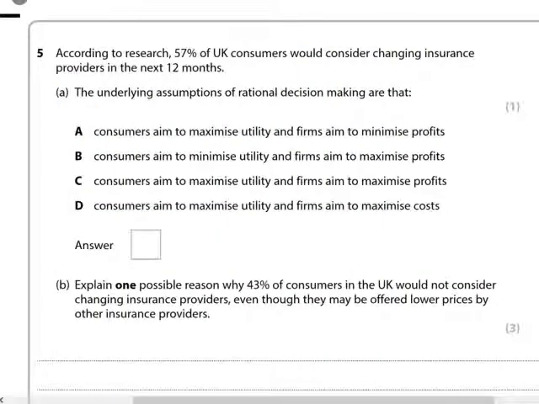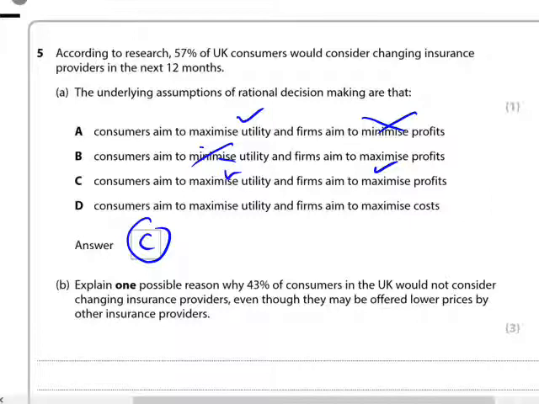Our last multiple choice question here. According to research, 57% of UK consumers would consider changing insurance providers in the next 12 months. The underlying assumptions of rational decision making are that consumers aim to maximise their utility. Well, that's definite, and it's in that one as well. And firms aim to minimise profits. Well, that doesn't make sense. They seem to maximise profits, so it's fairly obviously C, because that's the only one that's maximised on both. The other ones have got minimise in them, and there's no rationality in minimising your utility.